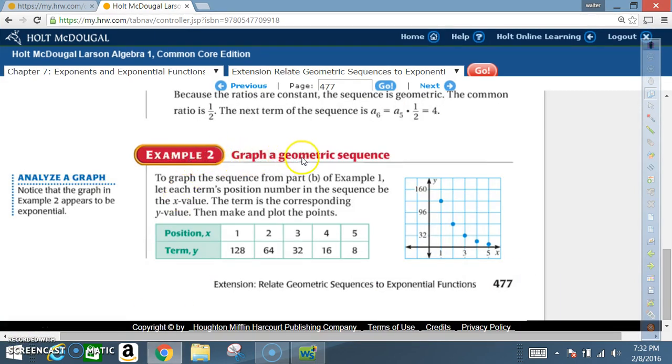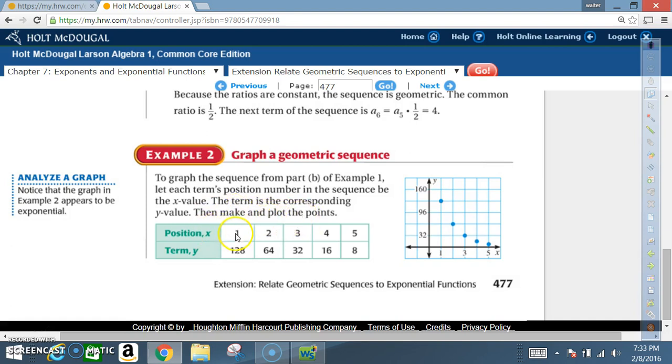Example 2, graph a geometric sequence. Analyze a graph. Notice that the graph in example 2 appears to be exponential. To graph the sequence from part B of example 1, let each term's position number in the sequence be the x value. The term is the corresponding y value. Then make and plot points.